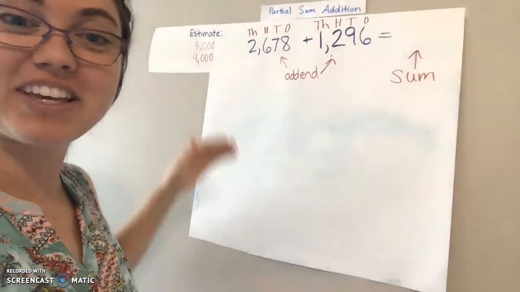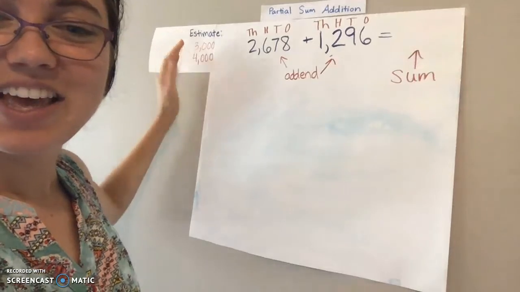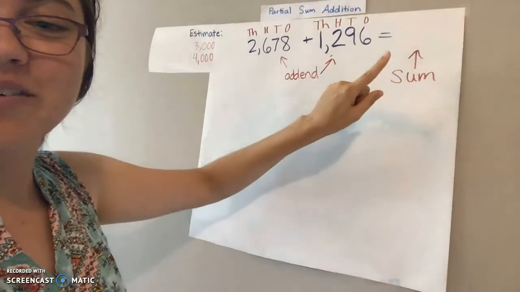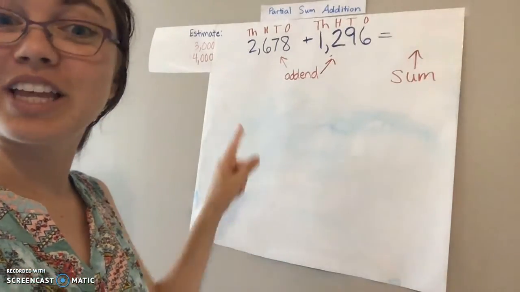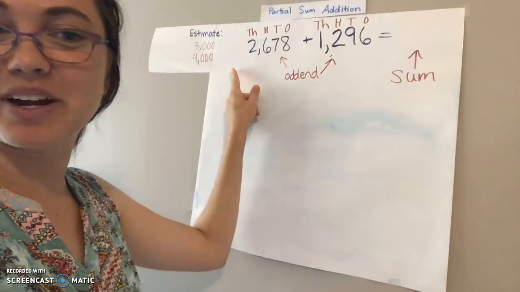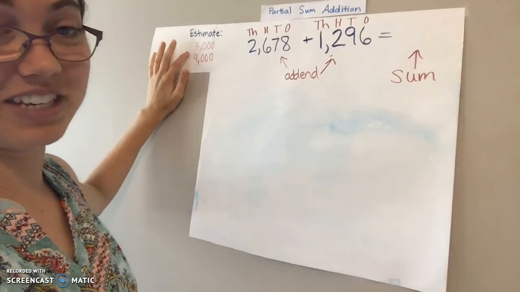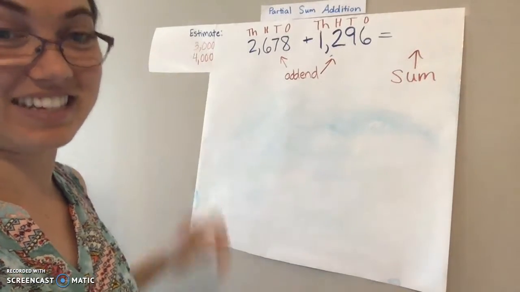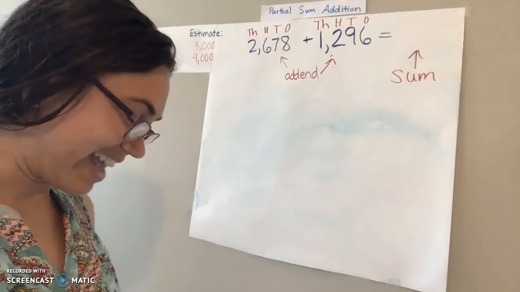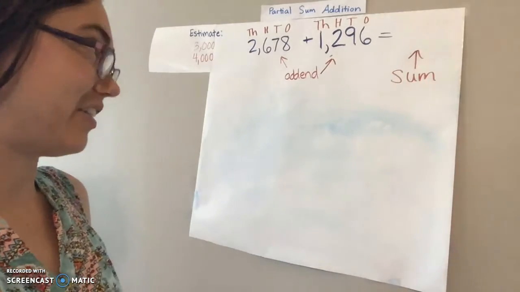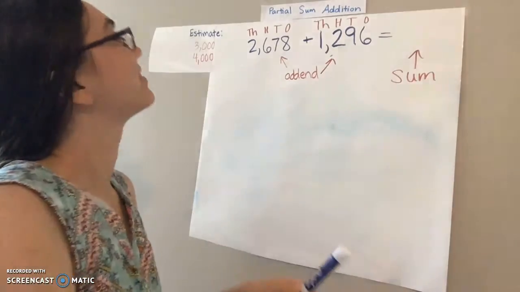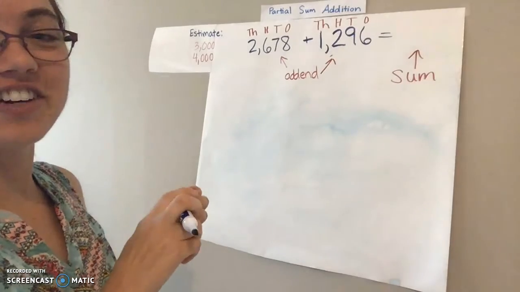Okay, so those are some good estimates. When we solve for our sum, we will look back and see if our estimates were correct. It's going to be a large number, probably close to 3,000 or 4,000. Okay, we are ready to solve. Let's take a look at our first addend.